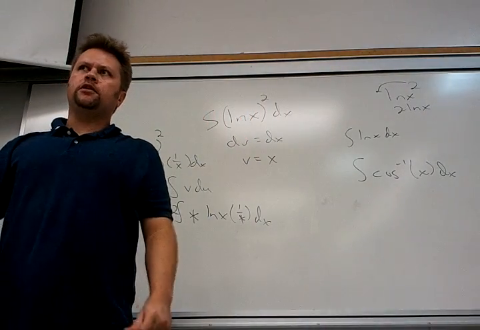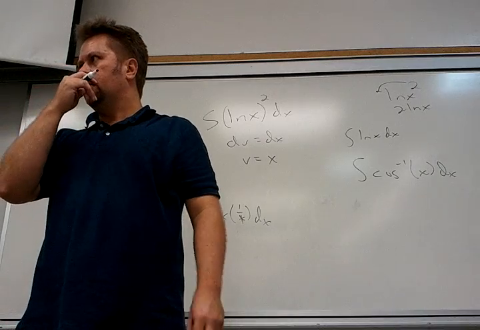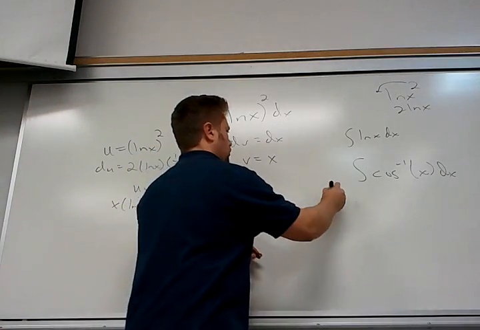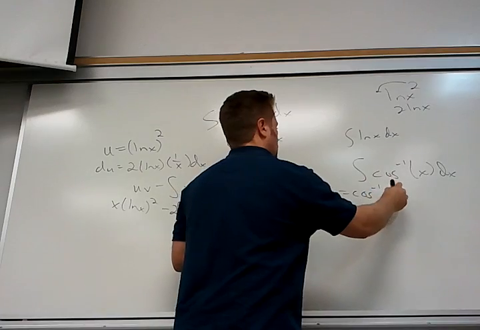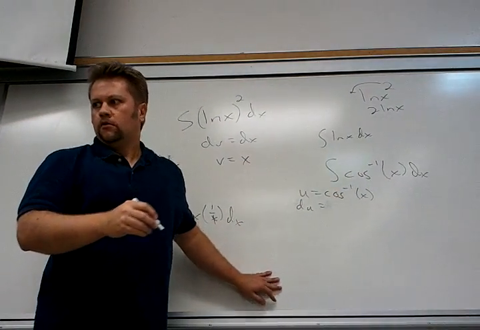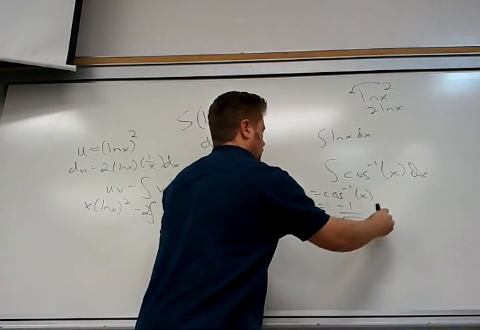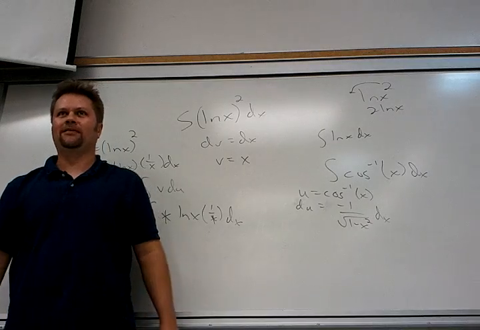Yeah. And it's one of the derivatives. You can look it up if you don't know it, right? So it's one derivative you should be able to do. So if you have u equals inverse cosine, what's du? It's -1 over the square root of 1 minus x squared. Of course.